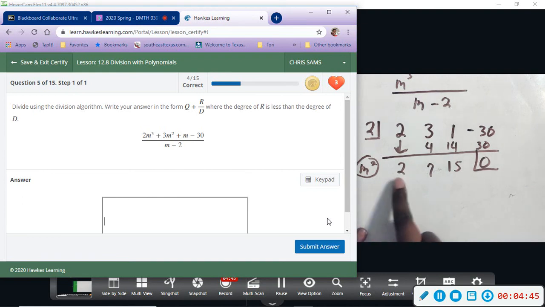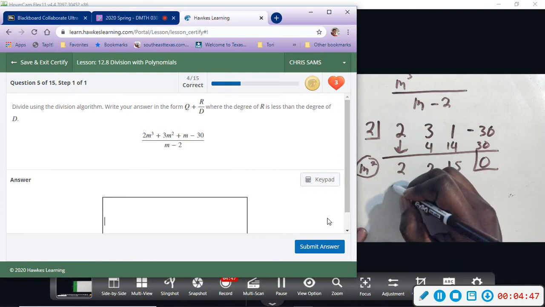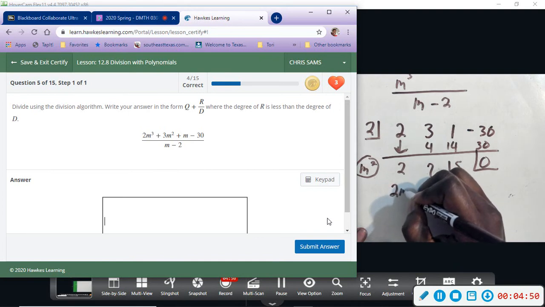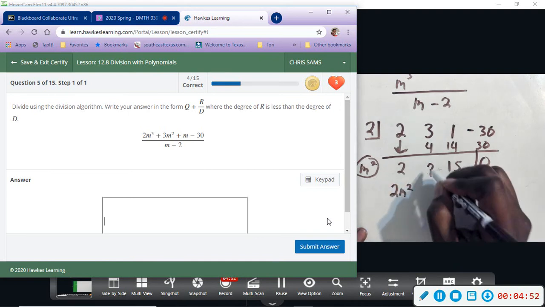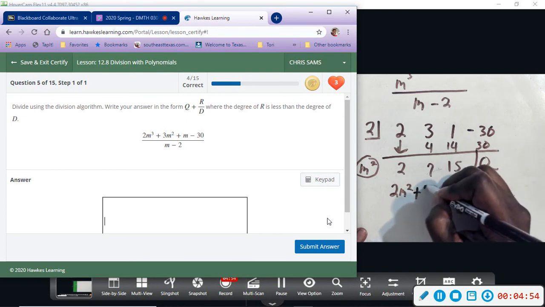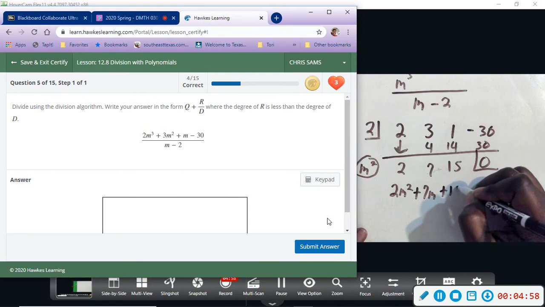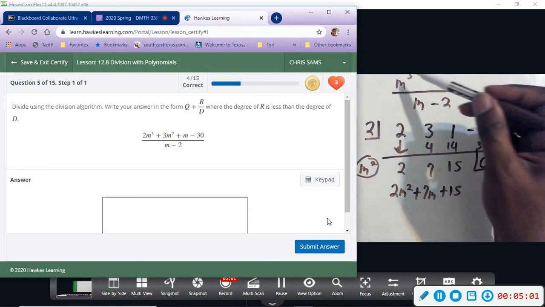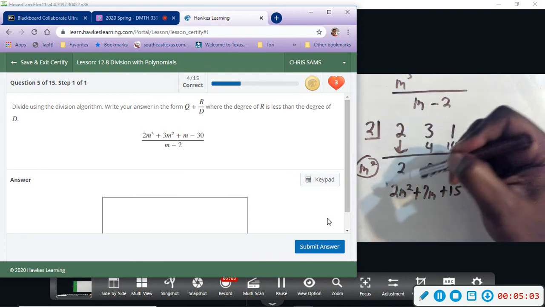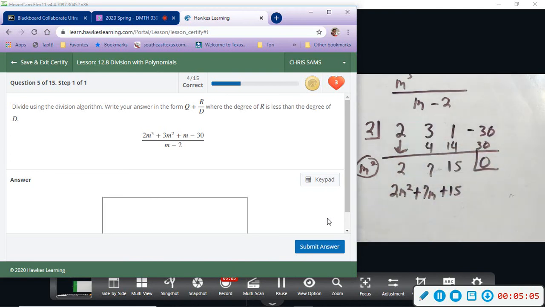So this is going to start m squared. So this is 2m squared. Positive, so plus 7m, and then plus 15. Okay, so you reduce your highest power in the exponent by 1 and just count down 2, 1, 0. So we have 2m squared plus 7m plus 15.